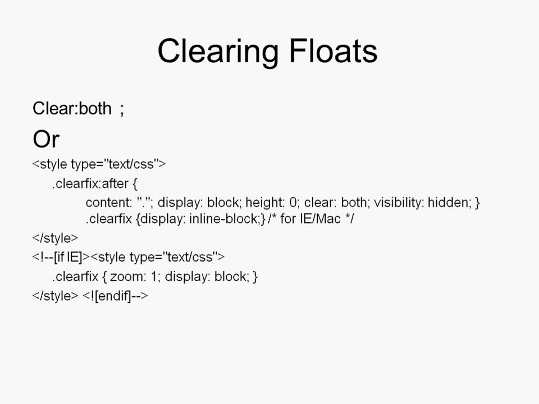The next element has to say clear both, or there is another, cleaner way. You say .clearfix:after, and then content is empty, display block. This is another hacky way if you don't want to use clear both on the next element. You specify this clearfix class on the last floating element. It's basically a fix to clear the float. Visibility is hidden. It's like showing a dot, and okay.